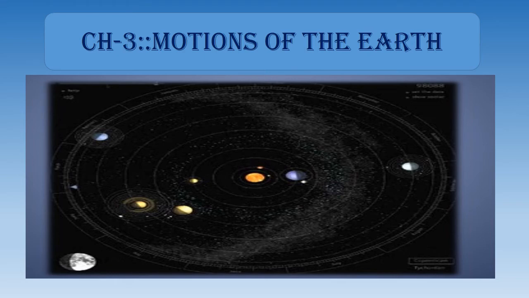Good morning students. Today we are going to study chapter number 3 of NCERT class 6 titled Motions of the Earth. In this chapter we are going to talk about two different motions of the earth, which are revolution and rotation, and how these two motions impact the seasons on our planet Earth.